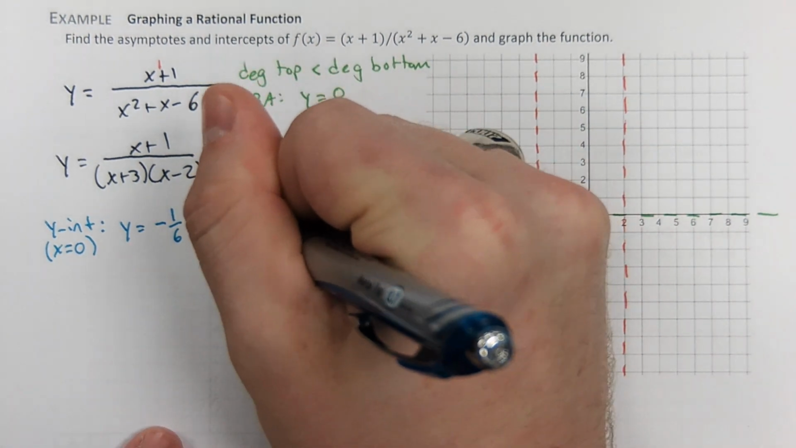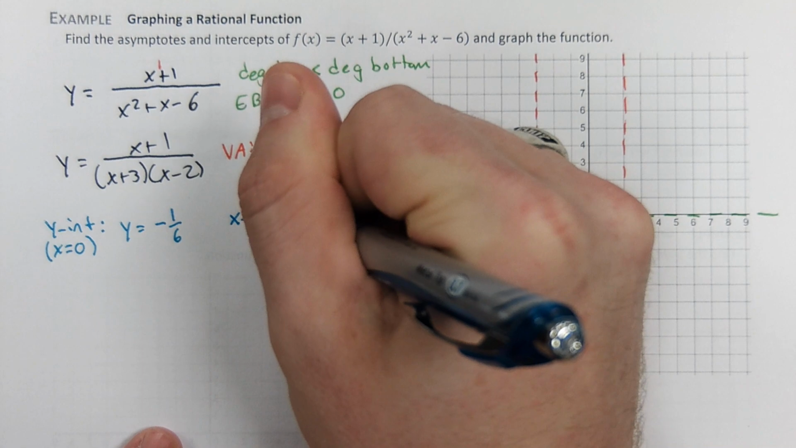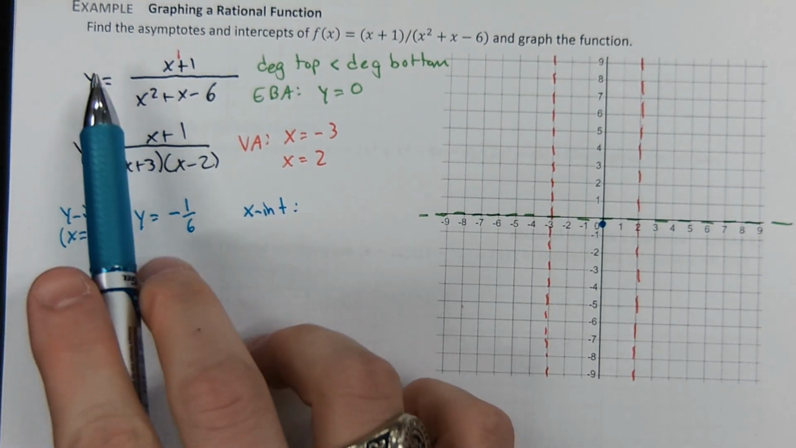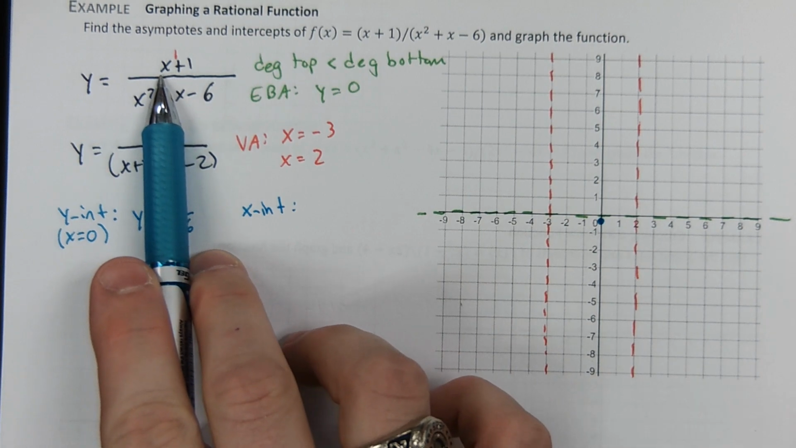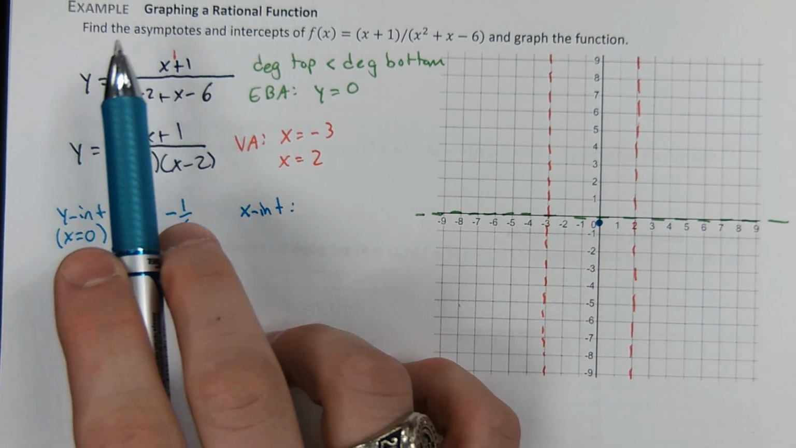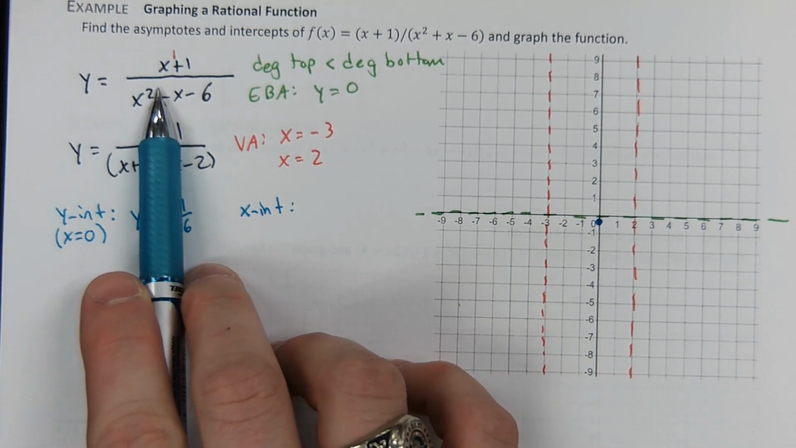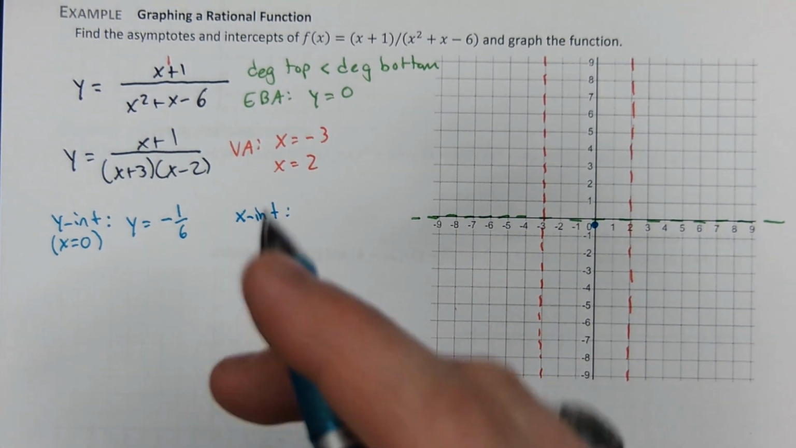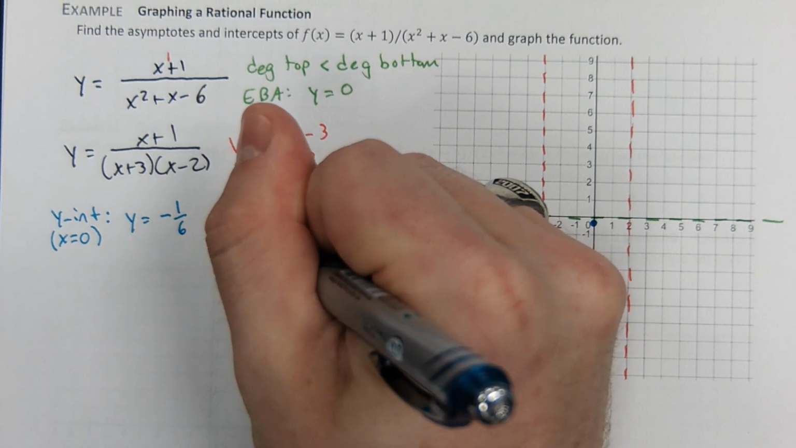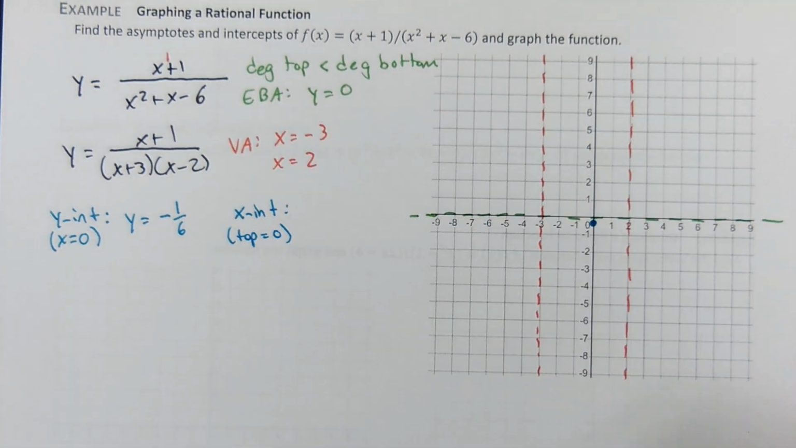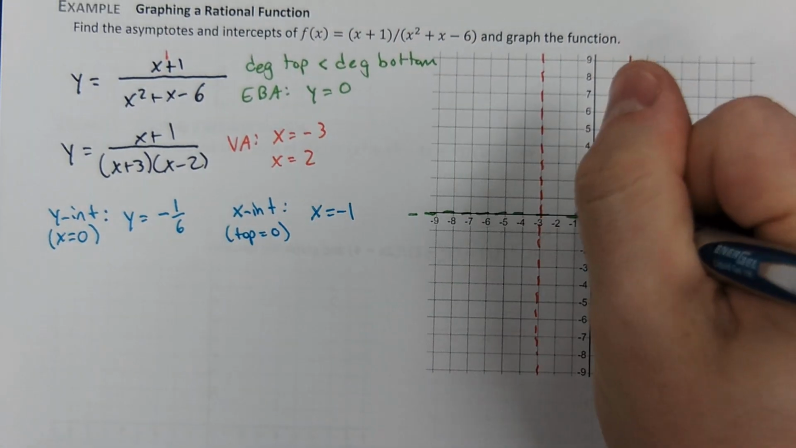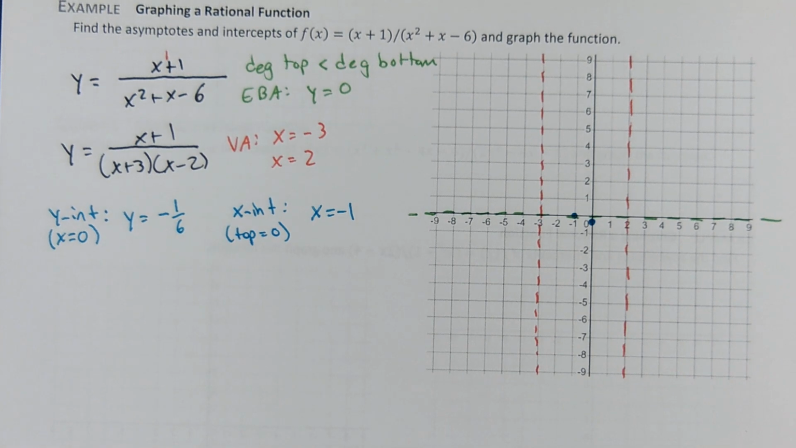So let's see if we have an x-intercept. If you're on the x-axis, you know y equals 0. But y is a fraction. So what is the only way I could get a 0 out of this fraction? What's the only way a fraction can equal 0? If the top is 0. Well, what makes the top equal 0? X equals -1. This graph hits the x-axis at -1.